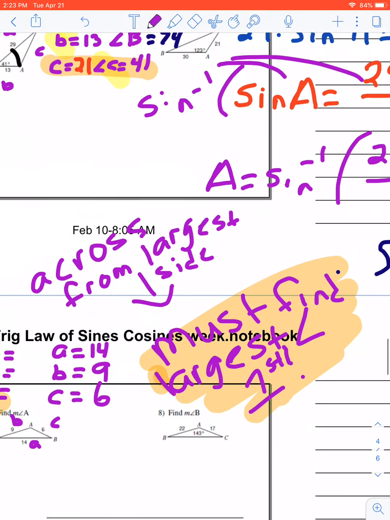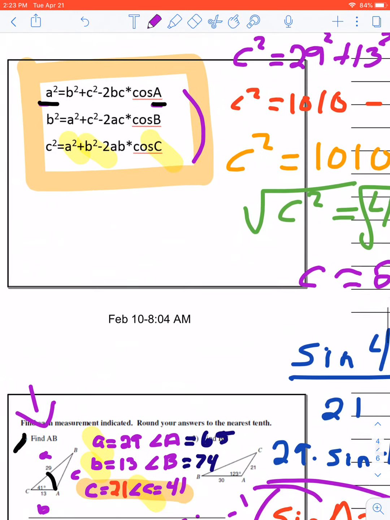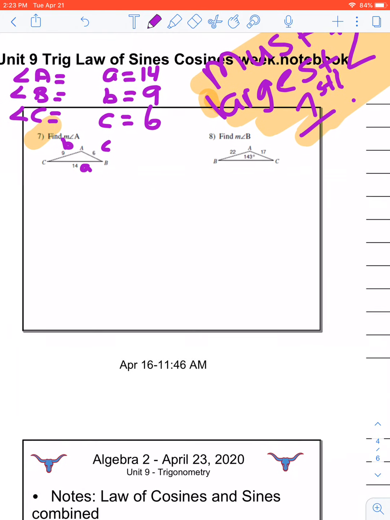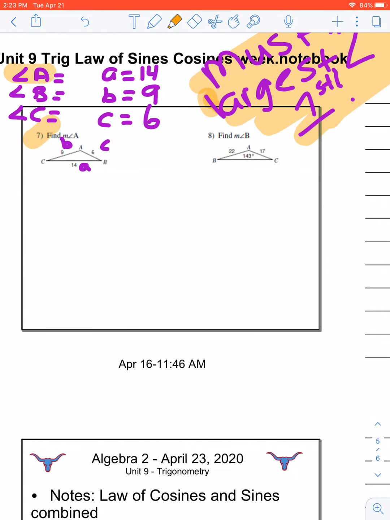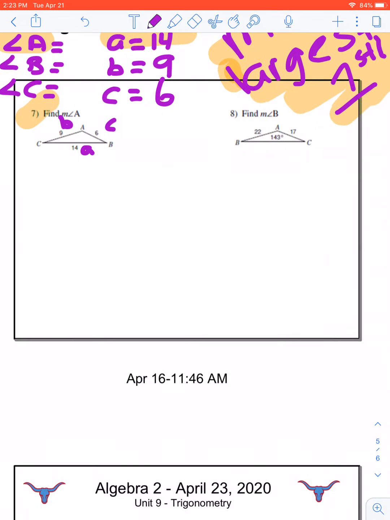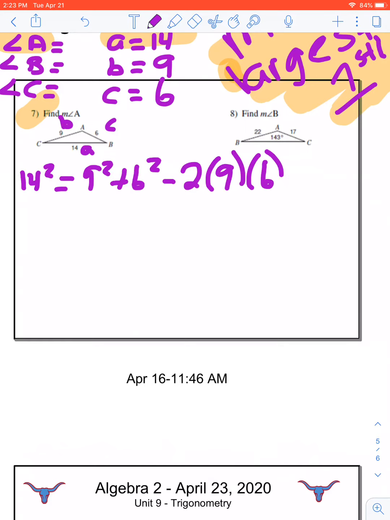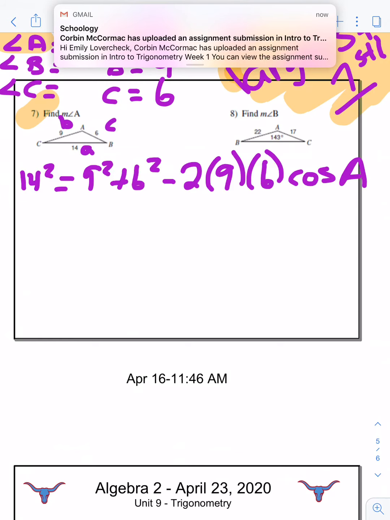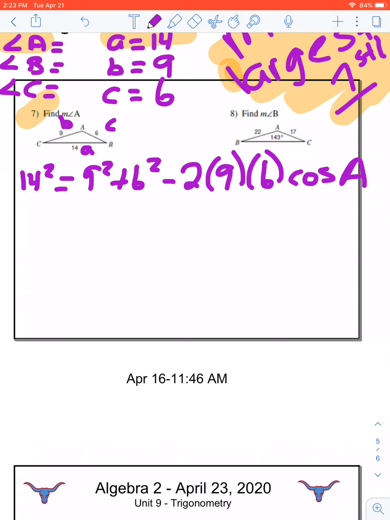So we're going to go back up. Here are our law of cosines equations, and we're going to go from there. We're going to find angle A first because it's across from the largest side, which is 14. So here we go. I'm going to get 14 squared equals 9 squared plus 6 squared minus 2 times 9 times 6 cosine A.